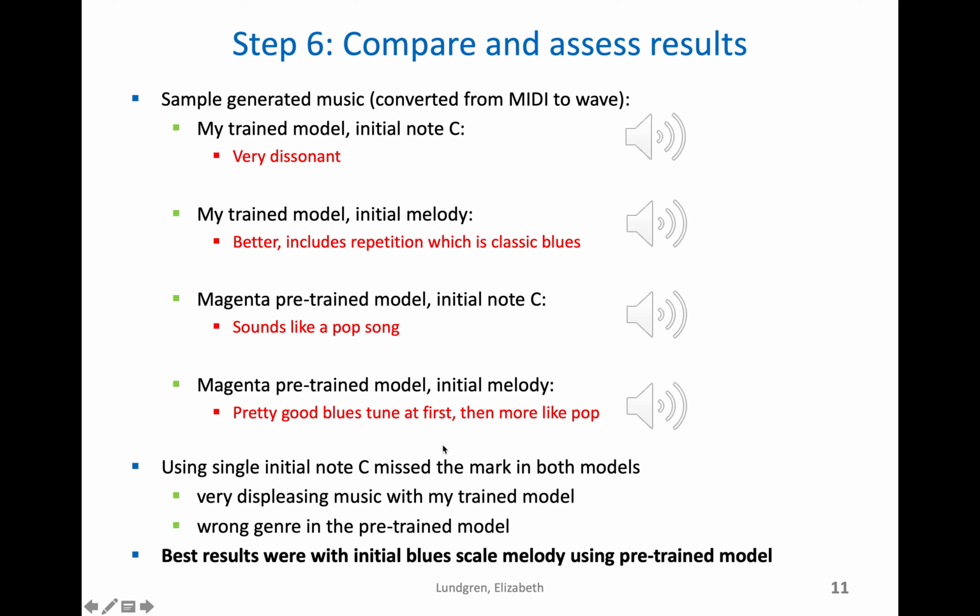So overall, if I use my single initial note C, it's not that great. It's dissonant with my trained model. It's a pop song, not a blues, with my pre-trained model. The best results are actually with my initial blues scale melody using the pre-trained model, and that's the most consistently good music generated.